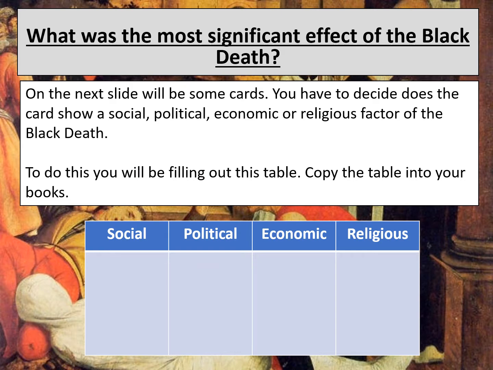On the next slide will be some cards. You will have to decide, does the card show a political, social, economic or religious factor of the Black Death? To do this, you'll be filling out this table. Copy the table into your books. Pause the video here to give yourself time to copy the table down.